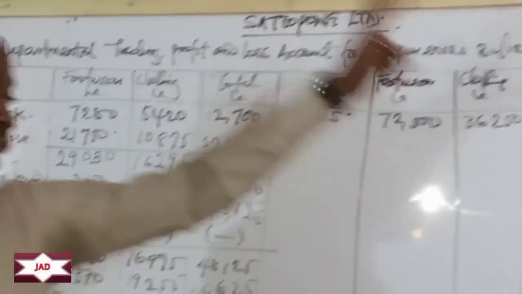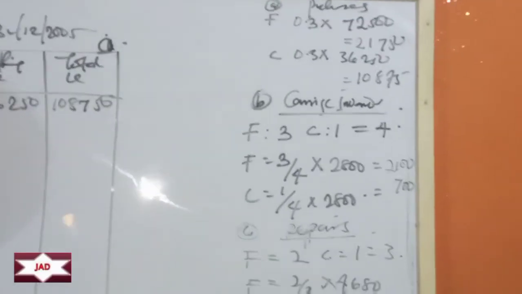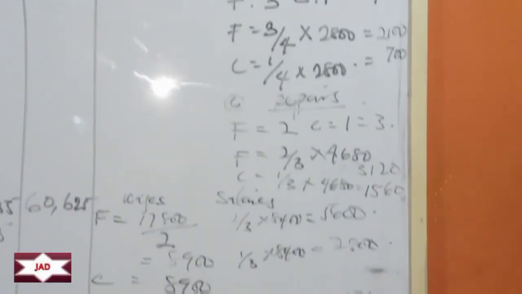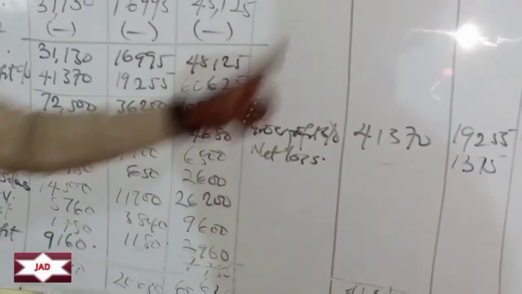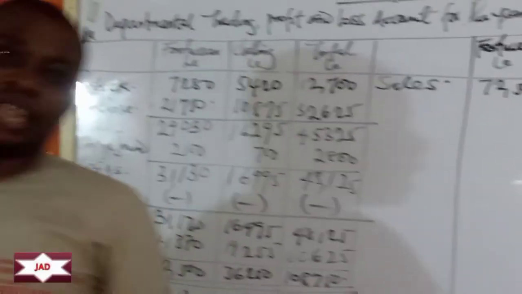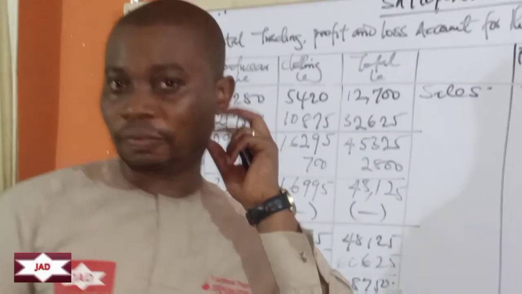So this is a departmental account, and what that's shown us is that in total the business made a profit, but the clothing department made a loss, while the food department made a profit. So the profit the food department made is 9,160, while the clothing department made a loss of 1,375. Even the business in total made some profit. So that is some of the advantage of departmental accounts.